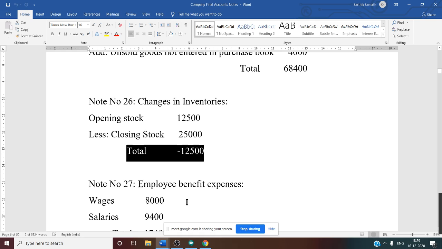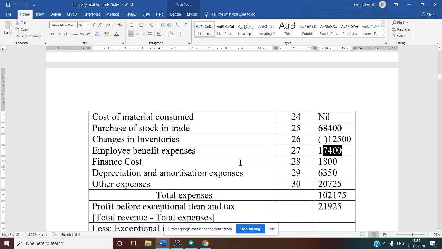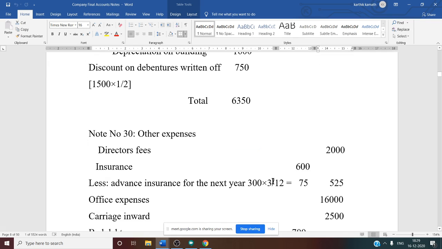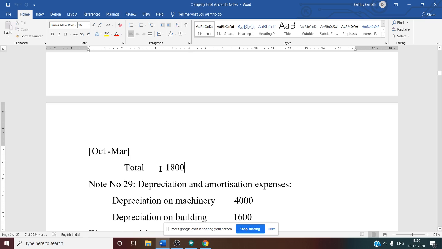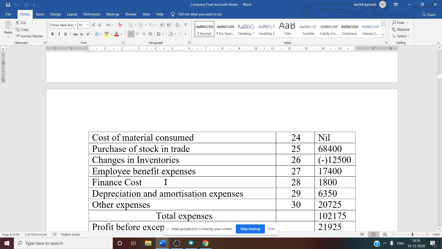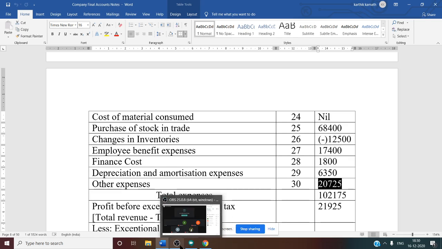Yes, after this working note number 27, wages and salary directly total 17,400. Finance cost 28, that is a debenture interest for 1 year we want. So outstanding interest is added, then we are writing the total, that is 900 plus 900. See this 900 plus 900, final total 1,800 that we have taken. Then depreciation and amortization expenses, final total 6,350 we have to write. Other expenses final total 20,725. Just you have to see the working notes whatever we have done, then you have to write.